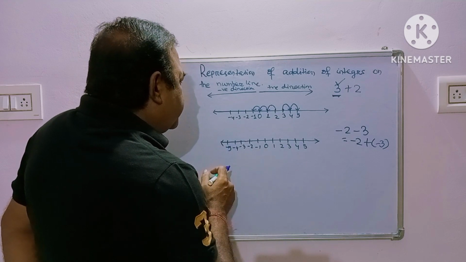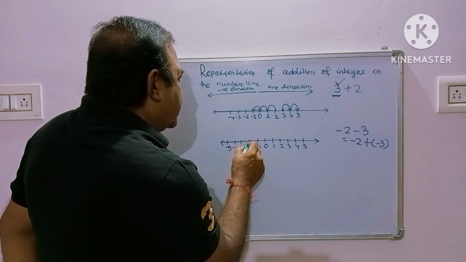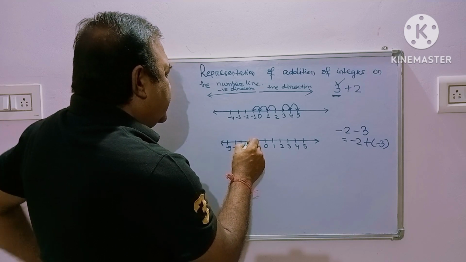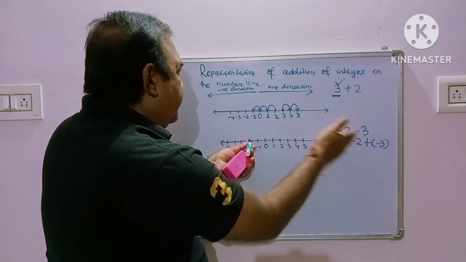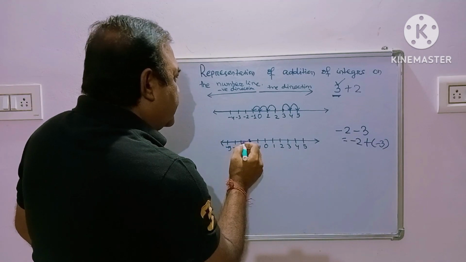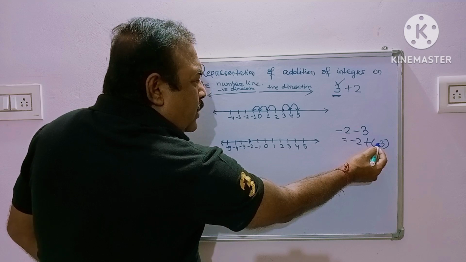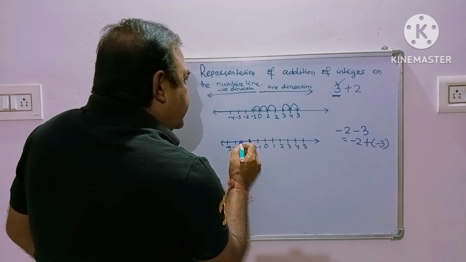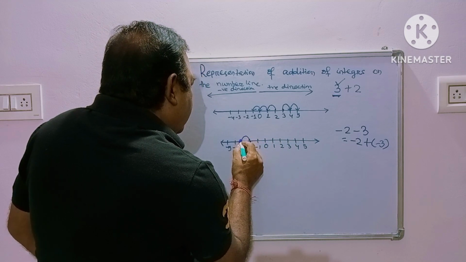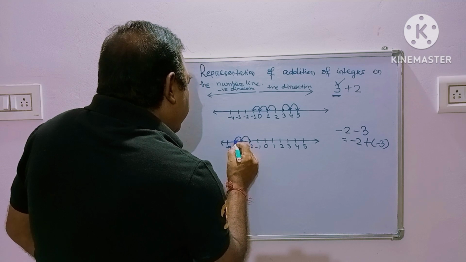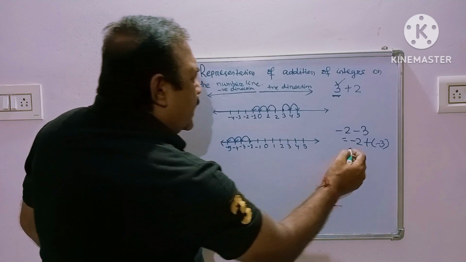So first, where is -2? Now I have to move towards the left from 0. Here it is, -2. I have to add. If it is a positive number I will move towards right; if negative, towards left. You see, -3 is the negative number, so I will have to move 3 units towards negative. This sign indicates to go towards the negative direction. So -2 is here, I will have to move 3 units. 1 unit, 2 units, then 3 units. So -5.